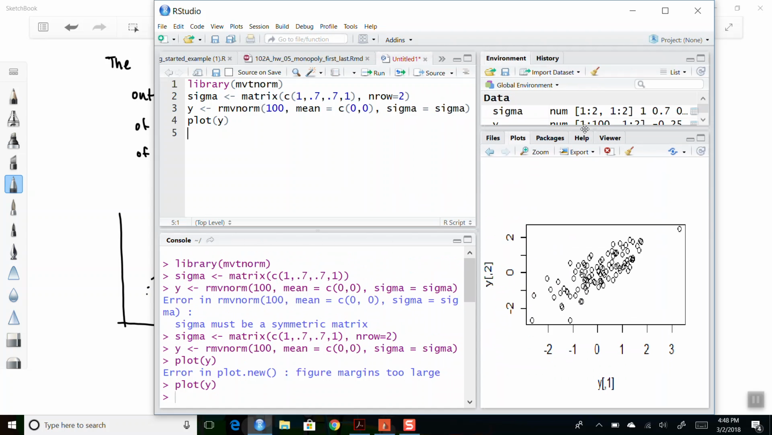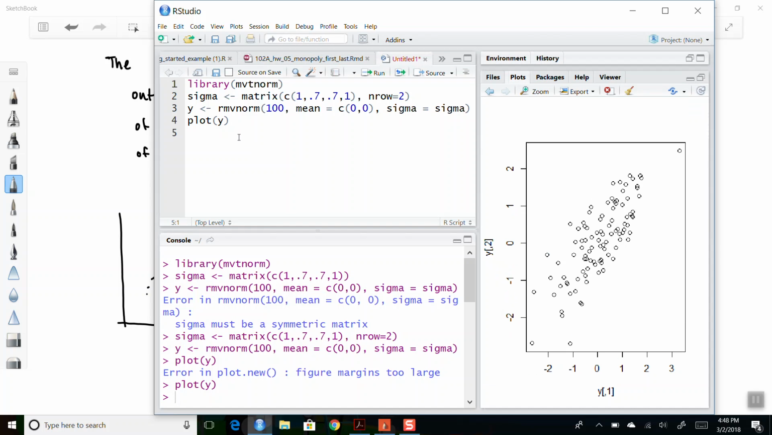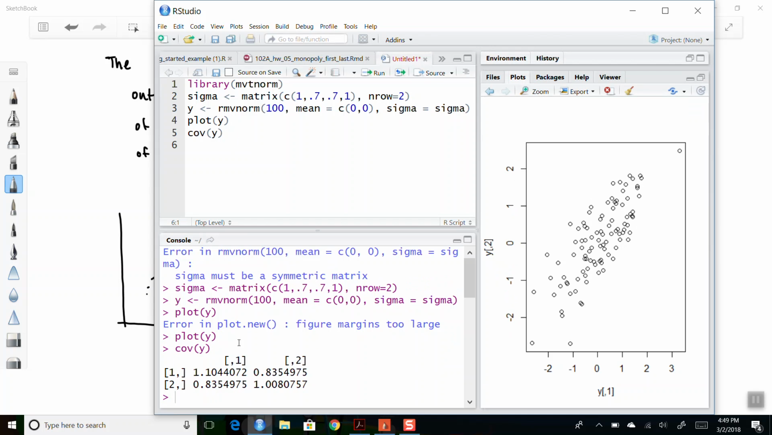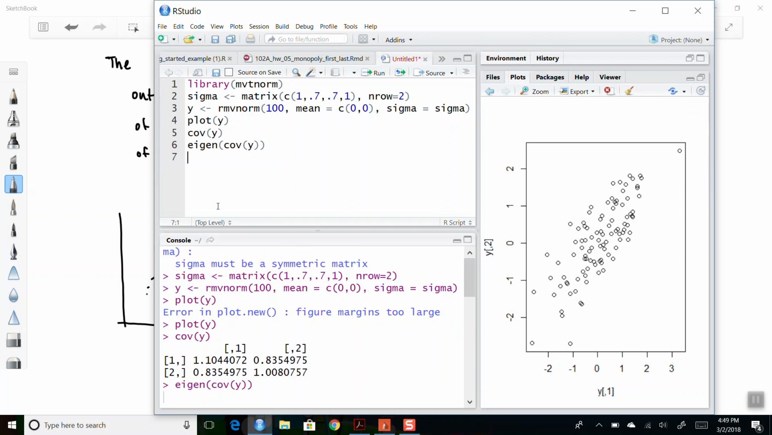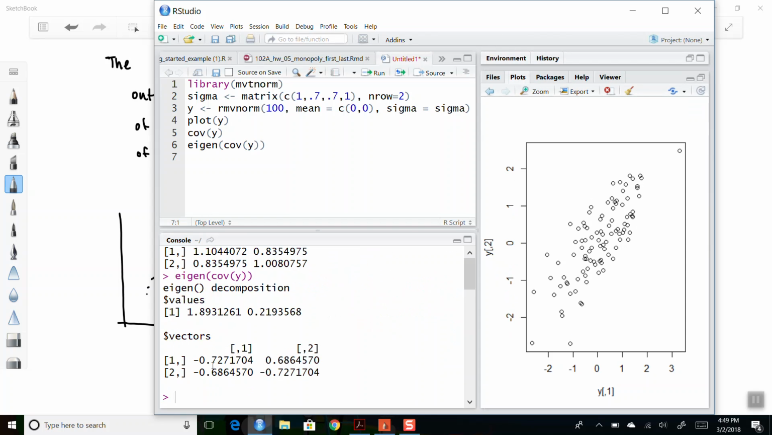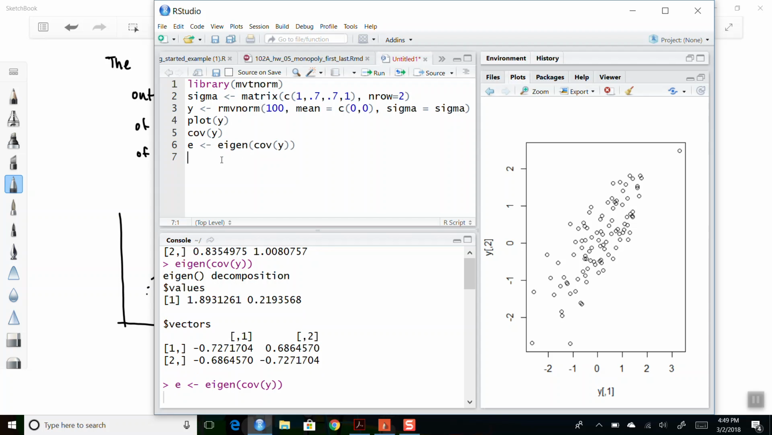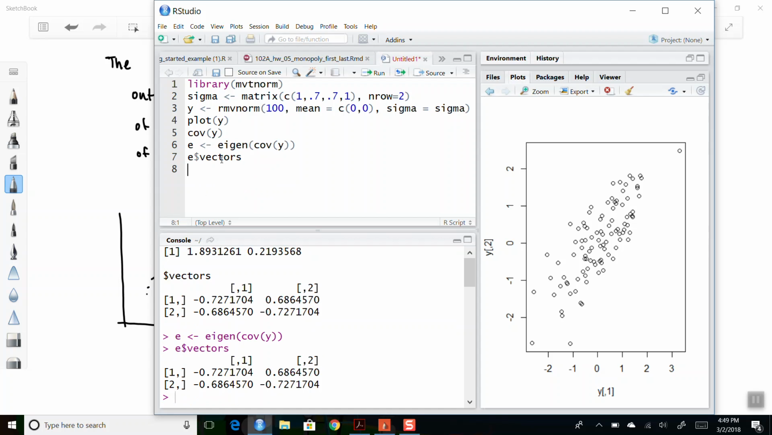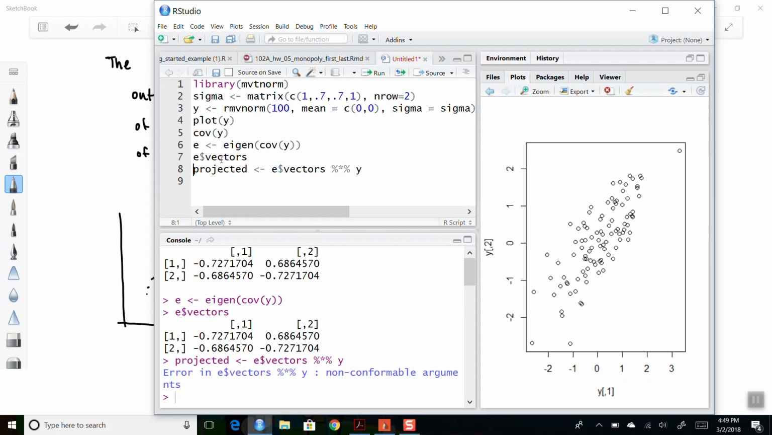Okay, so we have some data here, okay? So if I did covariance of y, this is what we get here, and then I can ask for eigen of this thing, and we would get these eigenvectors, and I can then call this $vectors, and we can try projecting $vectors times y, and this is projected onto this. There's my favorite. Let's see.